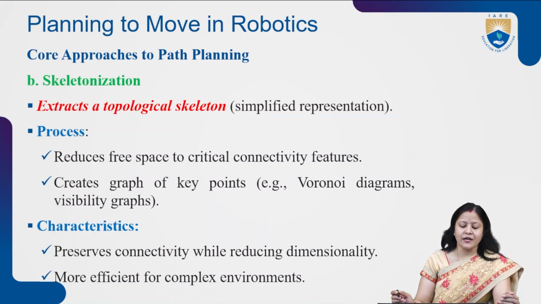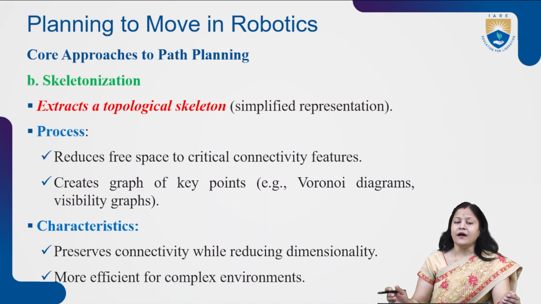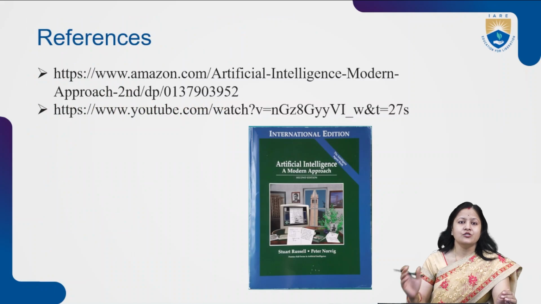The characteristics are that it preserves connectivity while reducing dimensionality. The space can be reduced from 3-dimensional to 2-dimensional, or from 5D to 4D or 3D, and it is more efficient for complex environments. So this is the concept about these particular topics. I hope you have understood.